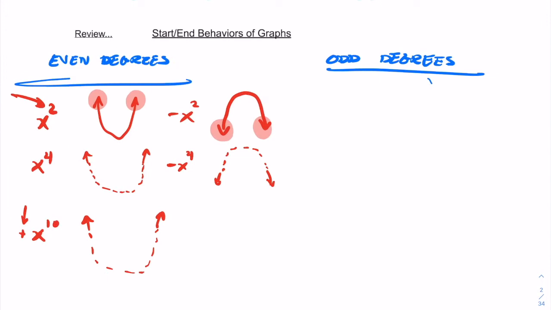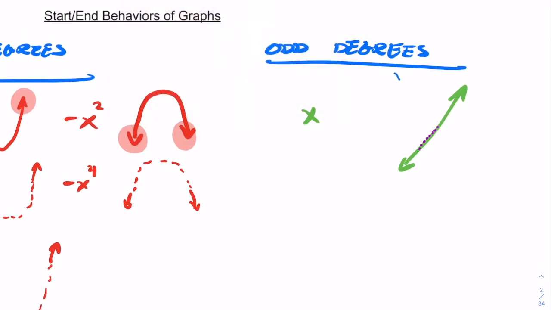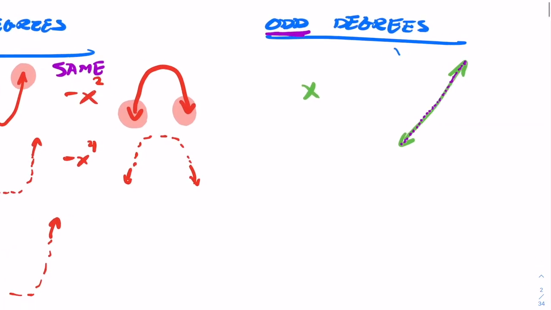Same thing with odd degrees. The most popular odd degree is x. Y equals x is just a line. Now notice, as you walk towards the left here, and I'll use purple, if you walk towards the left, you know it's going all the way down to negative infinity. But if you walk towards the right, it goes all the way up to positive infinity. So they go in different directions. So over here, it's the same for even degrees. But for odd degrees, it's different directions. Okay? Same idea. Now, if you had negative x, that would just be a reflection. So they would just point in the opposite directions there, okay?